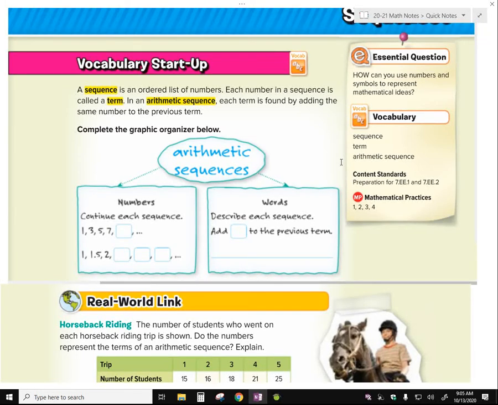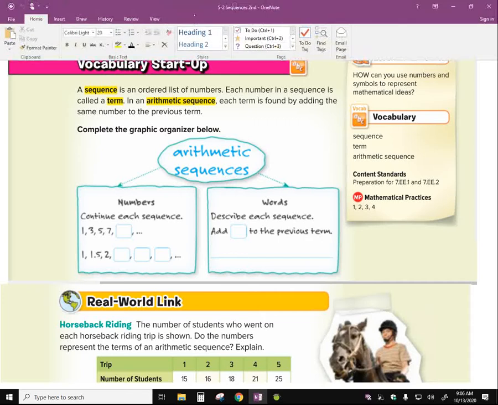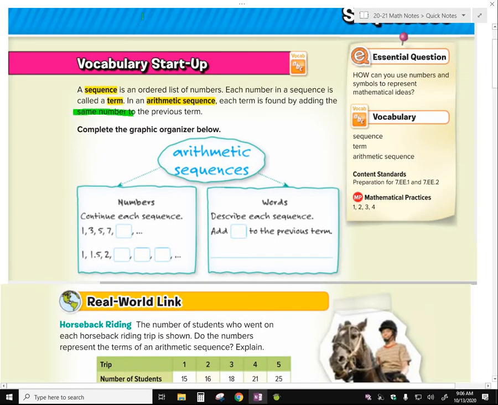Okay. Vocabulary startup. A sequence is an ordered list of numbers. Each number in a sequence is called a term. In an arithmetic sequence, each term is found by adding the same number to the previous term. Same number. That is the key thing here. Same number. Where is the highlighter? There we go. Same number.